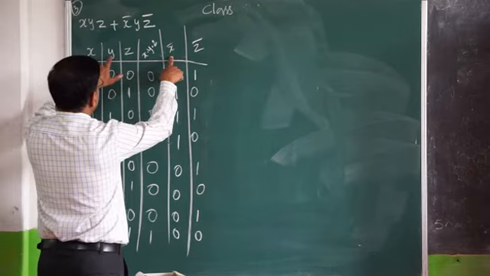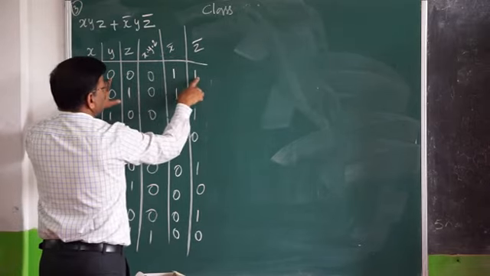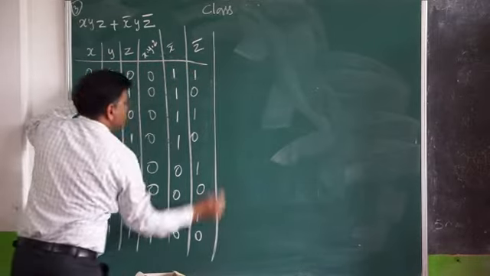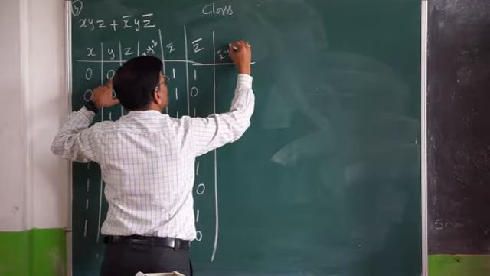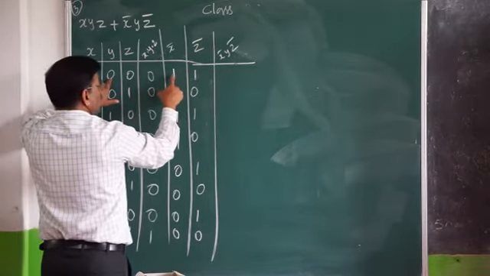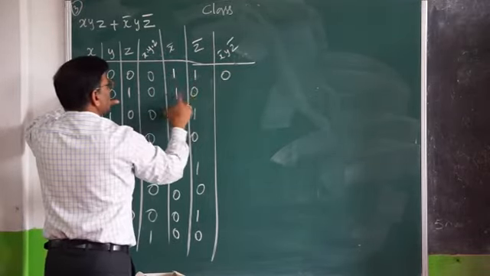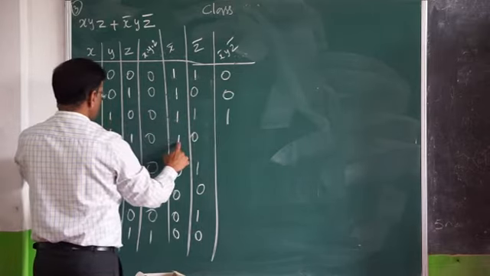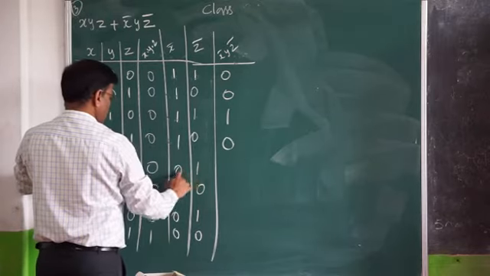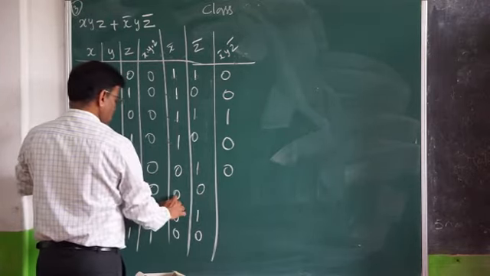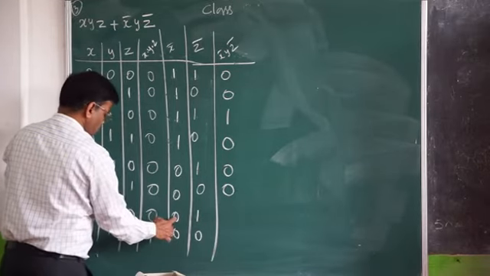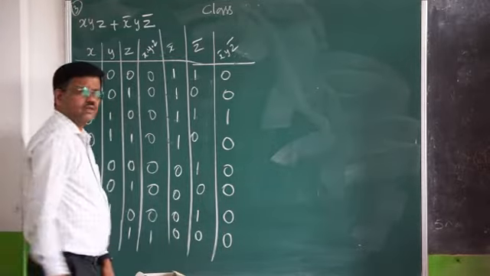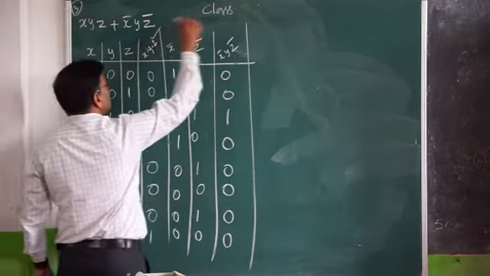Here is x complement, here is y, here is z. 1 into 1 into 1 is 1. 1 into 1 into 0 is 0. 1 into 0 into 1 is 0. 1 into 0 into 0 is 0. 0 into 1 into 1 is 0. 0 into 1 into 0 is 0. 0 into 0 into 1 is 0. 0 into 0 into 0 is 0. Right? So you have found out this, and this.